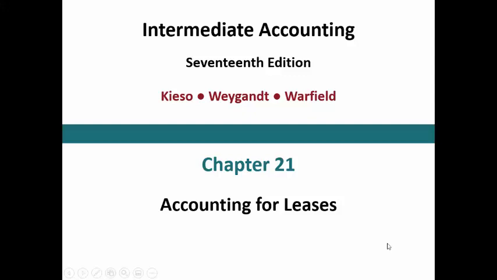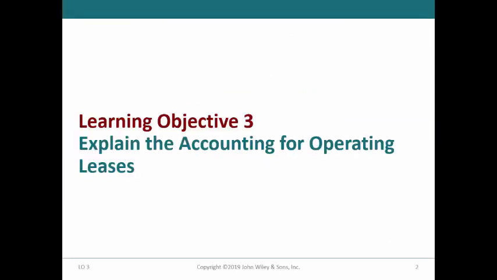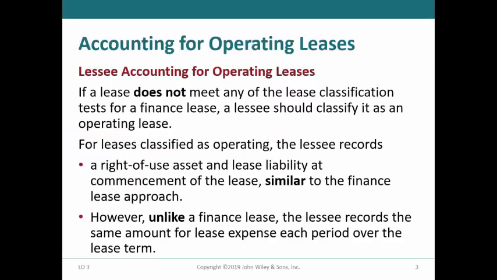This is part 2 of the presentation for Chapter 21, Accounting for Leases. In this part of the presentation, we will cover operating leases as well as some special topics concerning leases and presentation and disclosure. In this learning objective, we will study the accounting for operating leases by both lessees and lessors.